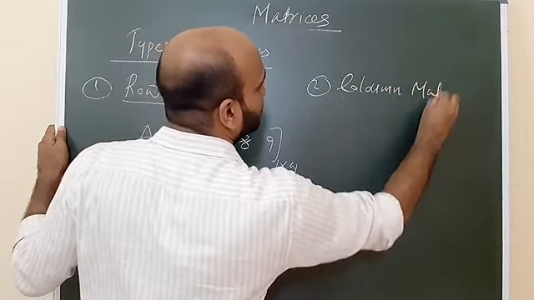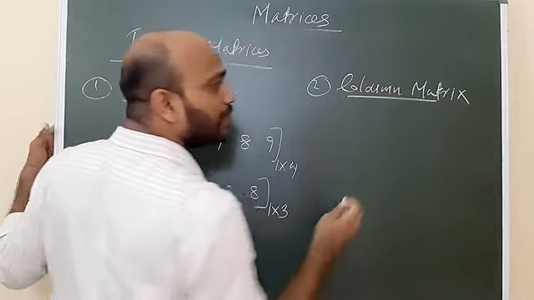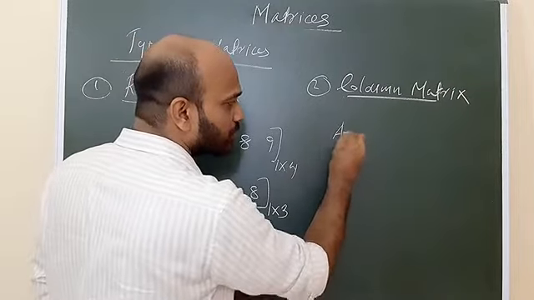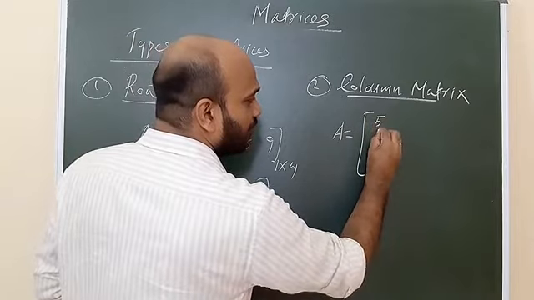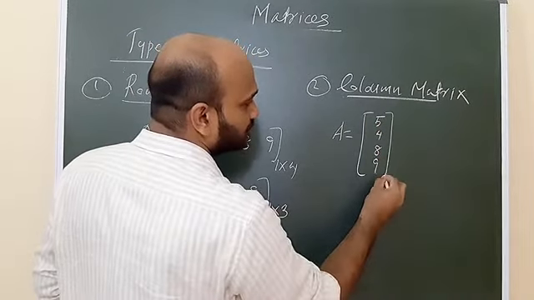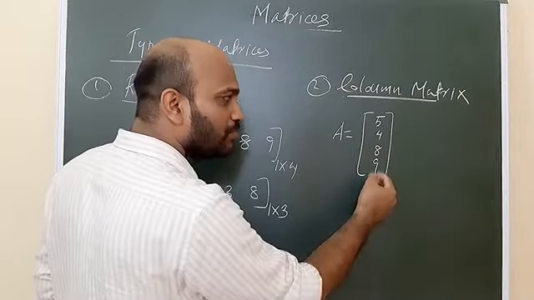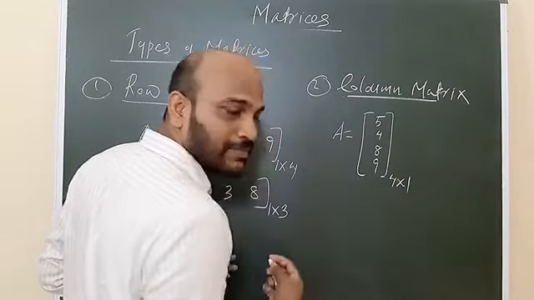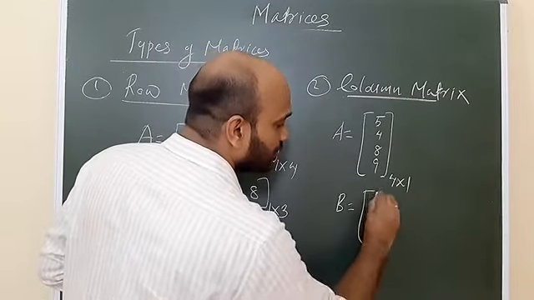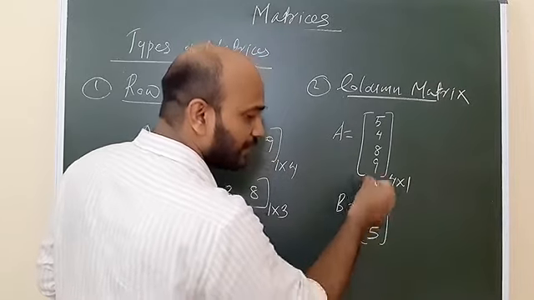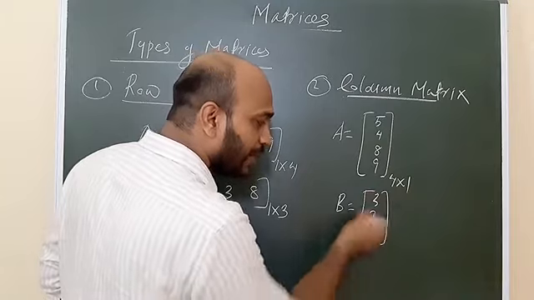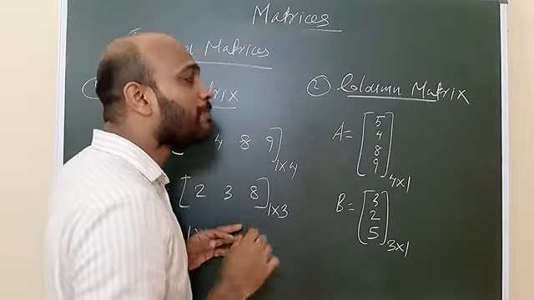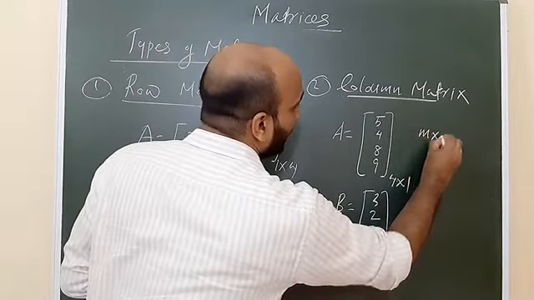Column matrix means a matrix with one column and any number of rows. For example, matrix 5, 4, 8, 9. How many columns are there? Only one column. And there are 4 rows. Order of this matrix is 4 by 1. Now another example, matrix with elements 3, 2, 5. So one column and 3 rows. So order is 3 by 1. So in general, order of a column matrix will be m by 1.